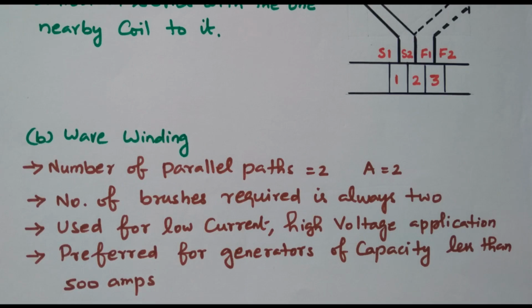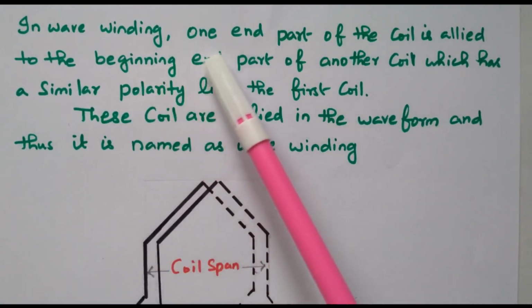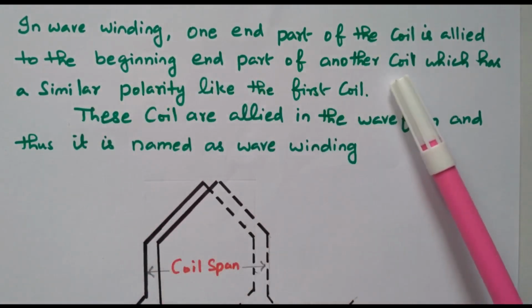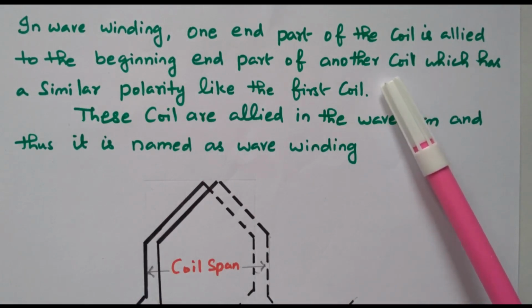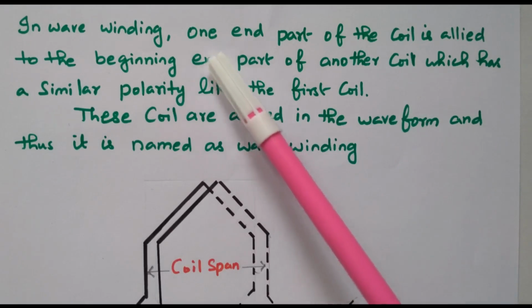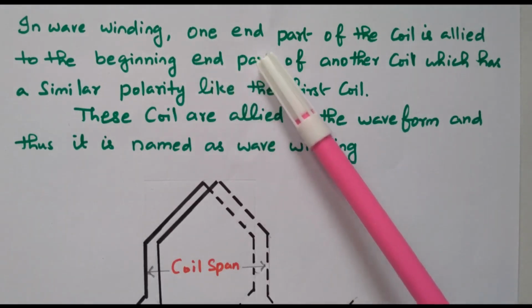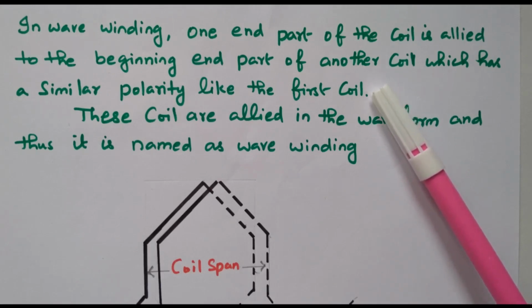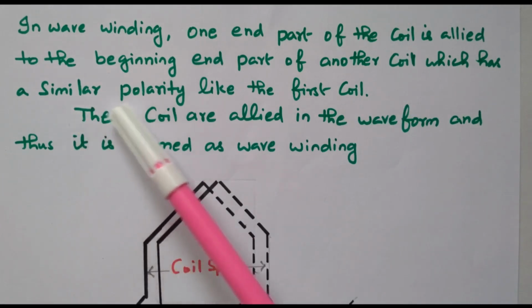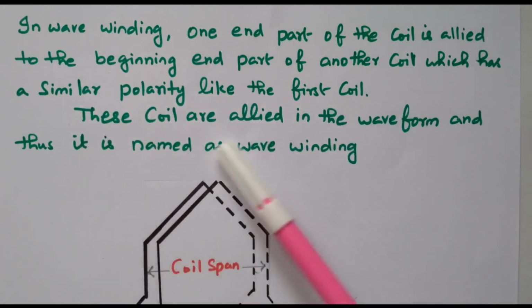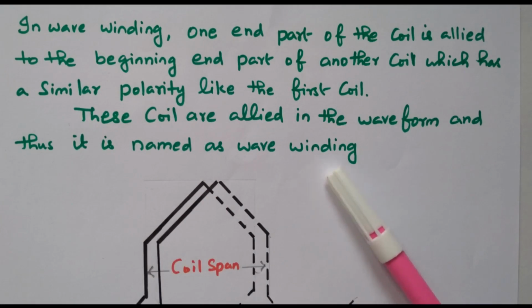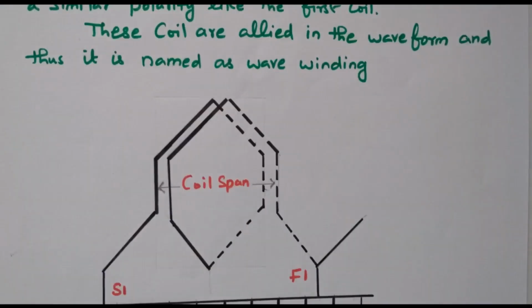Now we will see the connection. In wave winding, one end part of a coil is connected to the beginning of another coil. So in the previous method, each and every coil has a starting and ending. But here, one end of one coil is the beginning of another coil. So only 2 paths are available. We start with one coil, it goes to the beginning of the next coil, which has similar polarity to the first coil. These coils are connected in a wave form and it is called wave winding. Like a wave it will go, so it is called wave winding. We'll see the diagram so that you're able to understand easily.